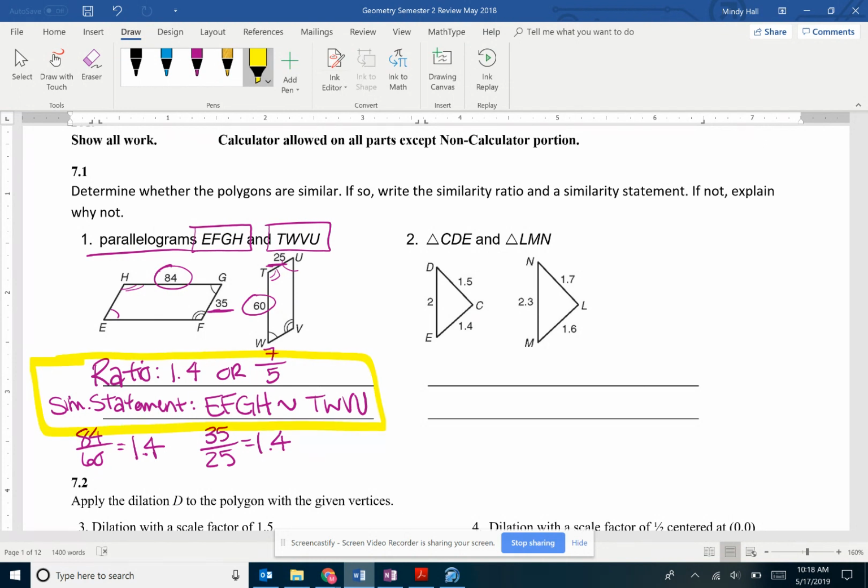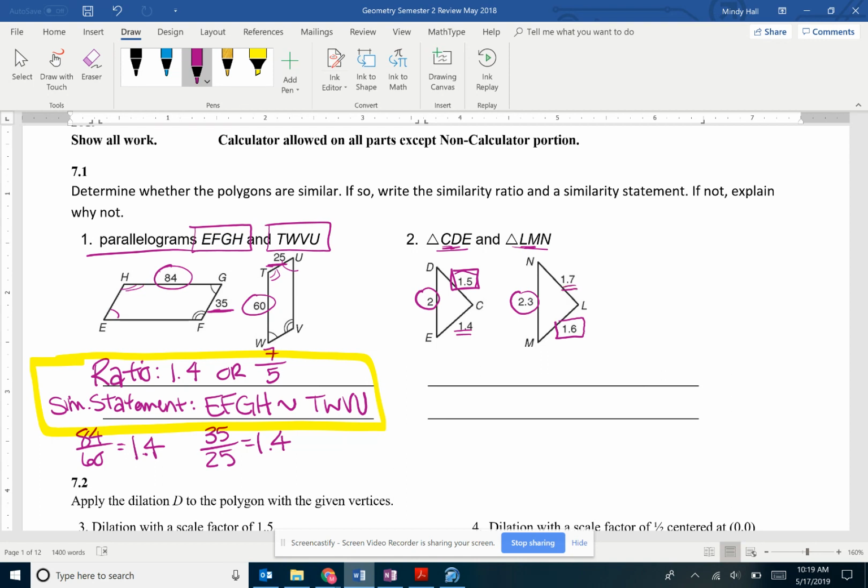For this one, it is important that we pay attention to the letters, because the letters do make a difference. In this case, CD, these first two letters, would correspond to LM. Notice, even though your first instinct is probably to put 1.5 over 1.7, that is not going to be the case. Then DE, and I'll circle it so it's a little bit different, is going to correspond to MN. And then 1.4 and 1.7.